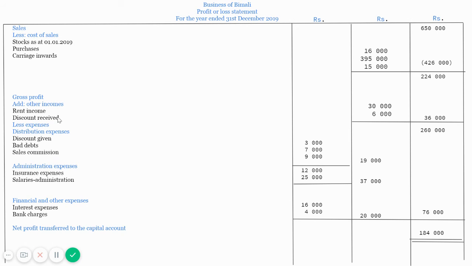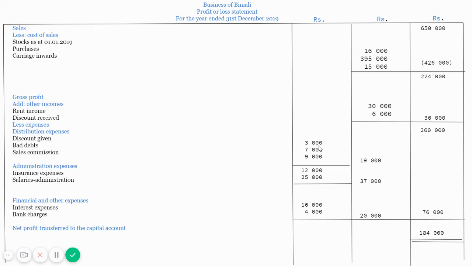Bimali has received a rent income and a discount received of 36,000, which we are going to add to this gross profit. So thereby, for the gross profit, when you add the total of other incomes, 36,000, the total income of the business will be 260,000 rupees. From that, we are going to deduct the different types of expenses.